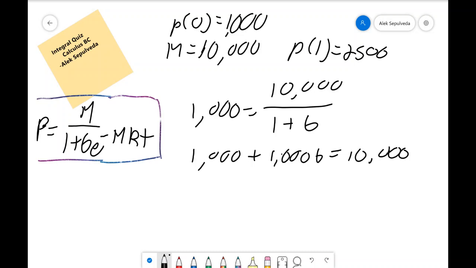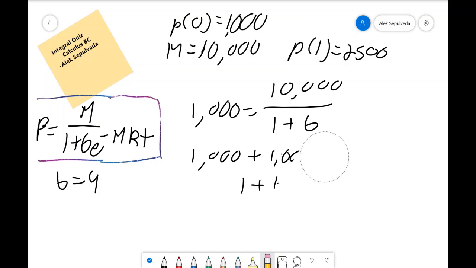Distribute: 1,000 plus 1,000b equals 10,000. Now divide. We end up with 10 equals 1 plus b, and then subtract. b equals 9. So let's write that over here. b is equal to 9. Let's erase this.